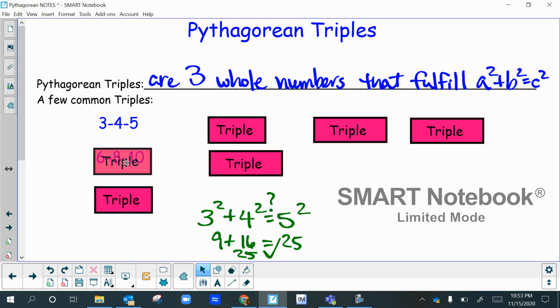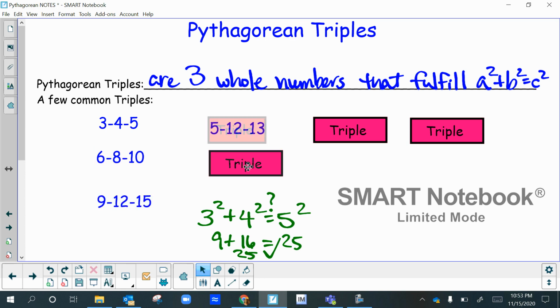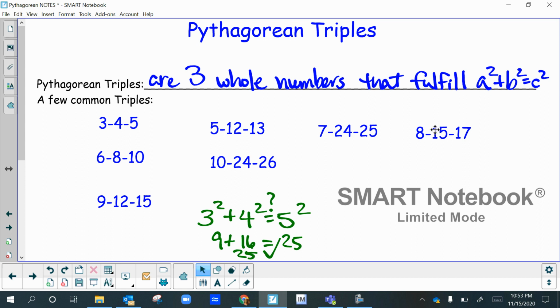So 3, 4, 5, 6, 8, 10, and I wrote these down on your notes too. Okay, I didn't write all of them, so if you want to jot the others down too, the other 3 or so, but I did write down some of these for you on your notes. So these are all triples that fulfill the Pythagorean theorem formula.